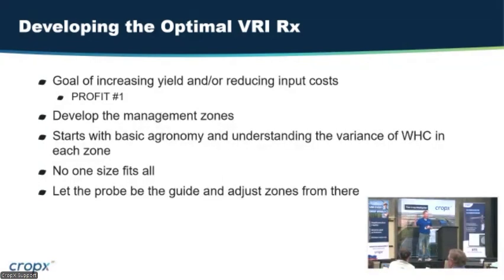And most importantly, let the probe be the guide. The probe is still going to drive what I refer to as the base rate. Going back to those yield graphs, that probe made the biggest jump in our profitability, maximizing that majority soil type. That probe is going to drive when to irrigate and how much to irrigate in our majority soil type. And then we're just going to adjust on those extreme ends.